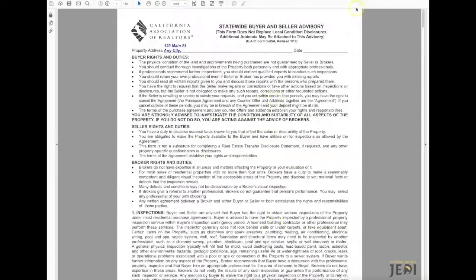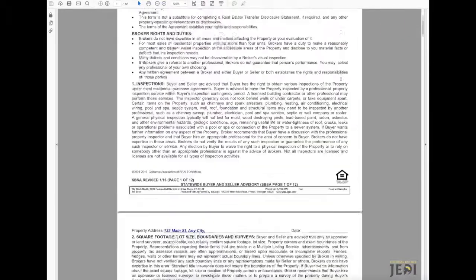These are the primary ones you have to look at as you're signing. There may be a few additional ones, but for the most part, these are the bulk of them.